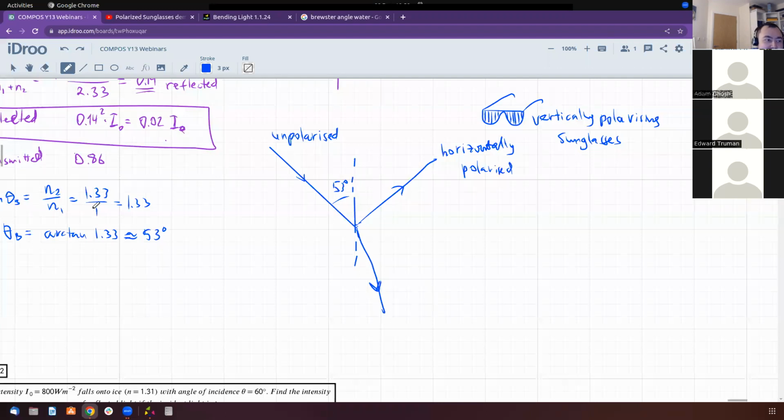Now, obviously very rarely will light fall at the Brewster angle. So obviously you will have some reflections, but you will cut them off considerably.